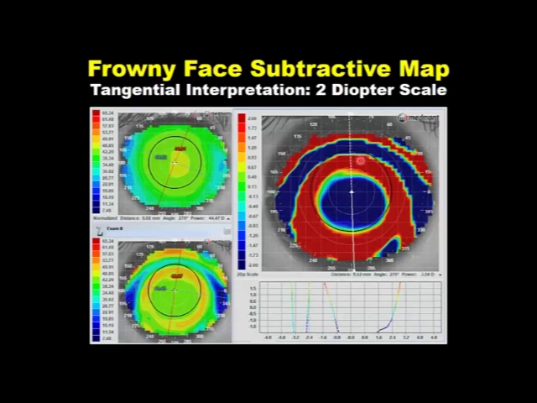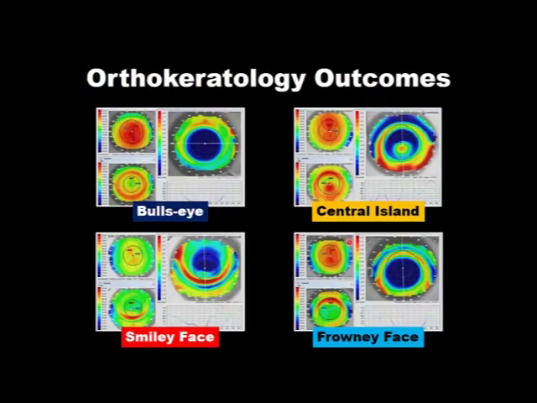Tangential map shows us a red ring decentered low in relationship with the pupil. Notice the red ring is 1 millimeter inside the pupil here. It's slightly below the pupil here. So the red rings are describing those various zones of the Ortho-K lens and how it's molding the cornea. So these subtractive maps become your best friends in Ortho-K analysis.